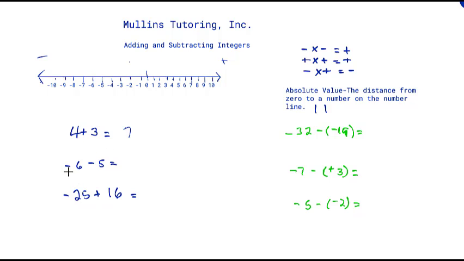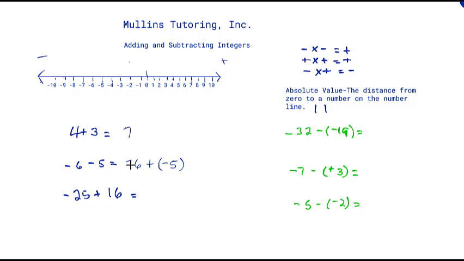Let's look at our next problem. We have negative 6 minus 5. Another way that we can rewrite this is negative 6 plus negative 5. Because a positive times a negative is going to give us a negative, which we see up here.